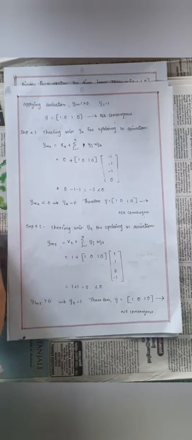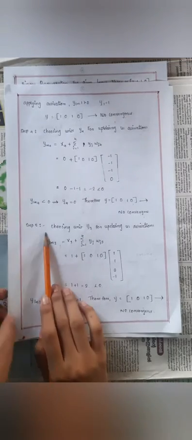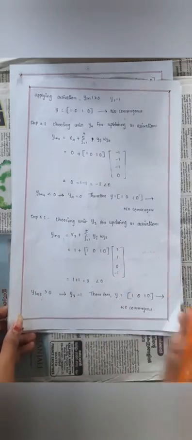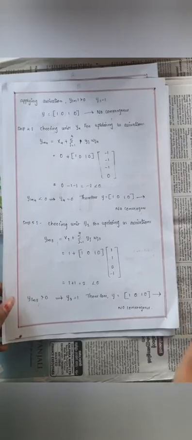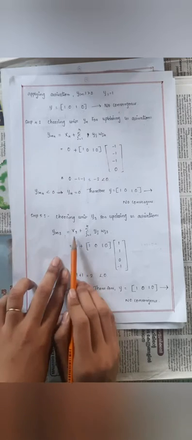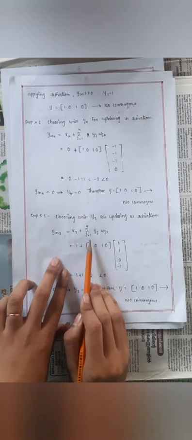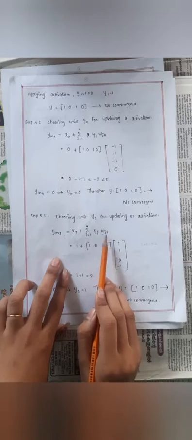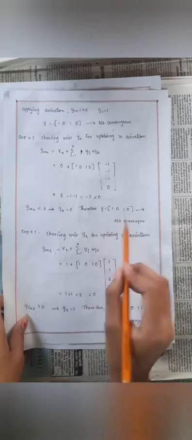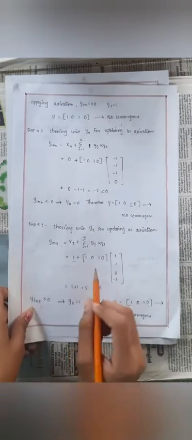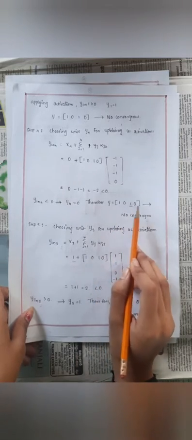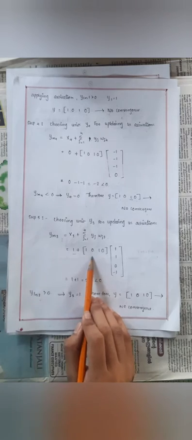To converge this, we go through the steps again. And step 5, choosing unit y3 for updating its activation. So we take y3 to the activation. So y_in3 is equal to, what is the equation? The equation will become x3 plus summation of j equal to 1 to 4 yj into wj3. So here what is x3? Our new matrix is this, so here x3 is 1. So 1 plus, what is the yj matrix? Our new yj matrix is this 1 0 1 0, so we write it like this.